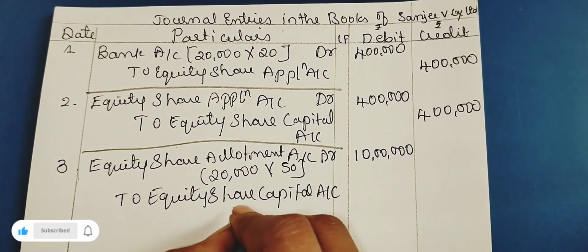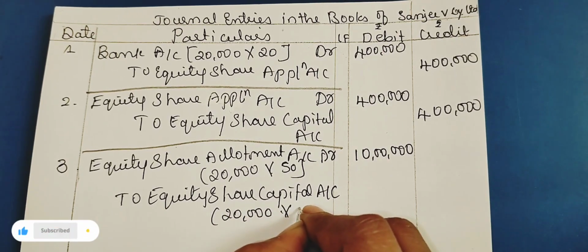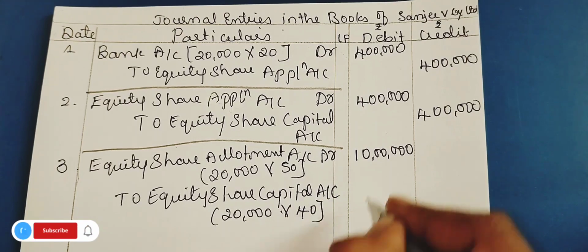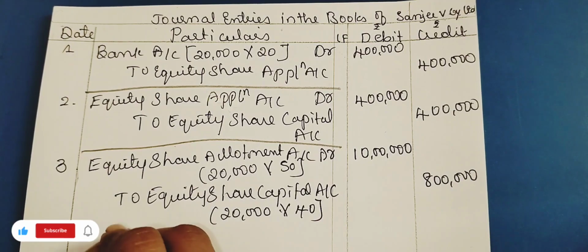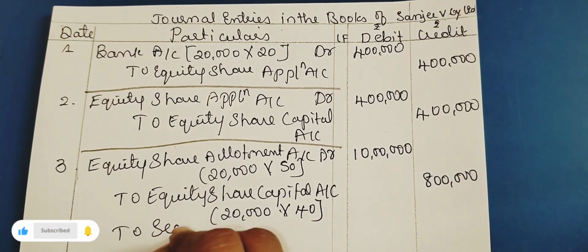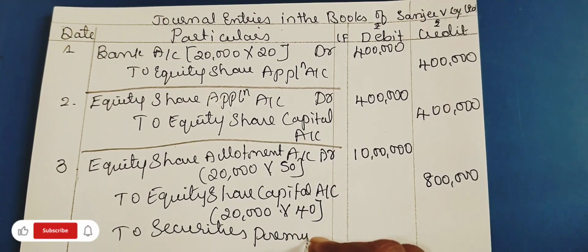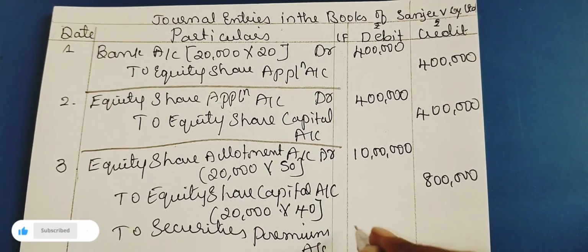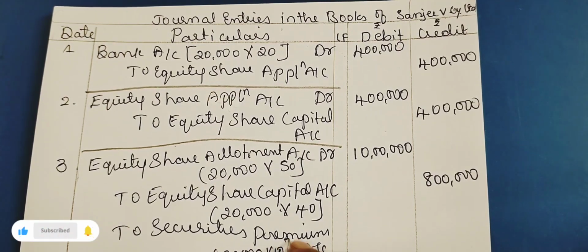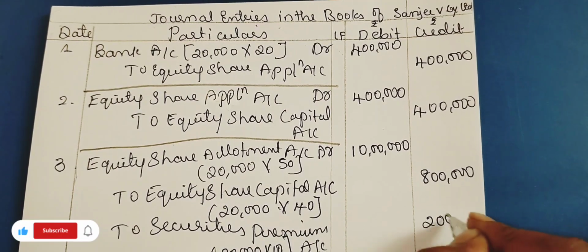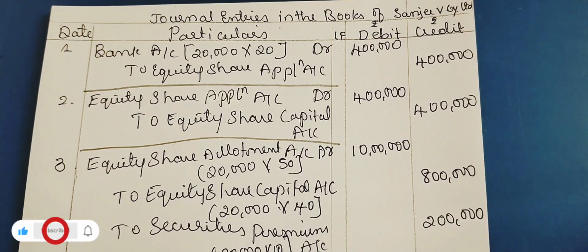Capital account, 20,000 into 40, 10 rupees is premium, it is 8 lakh. To securities premium account, 20,000 into 10, 2 lakh, total 10 lakh, being allotment money due.